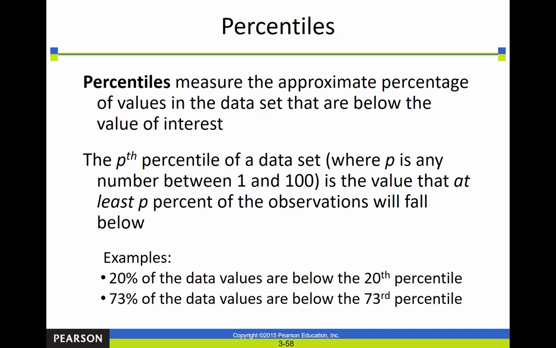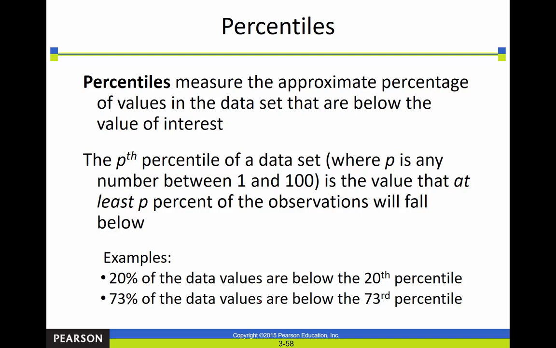Percentiles tell us the approximate percentage of values in the data set that are below the value of interest. If you think about some of the standardized tests you had to take, like the ASVAB, they would always return a percentile score. So if it said you got in the 80th percentile, that means you scored as well as or better than 80% of the people that took the test. That's all a percentile means.